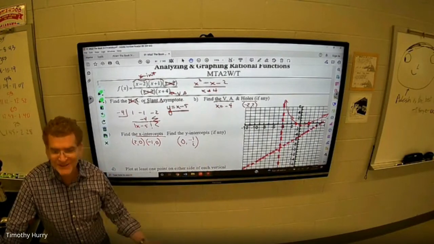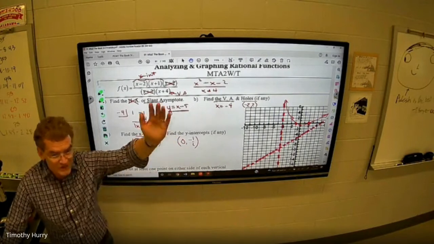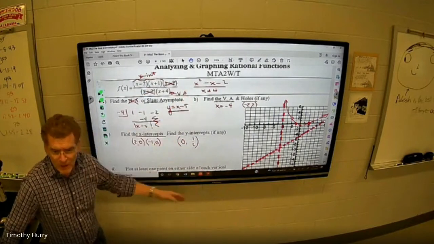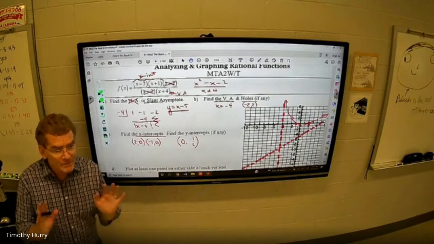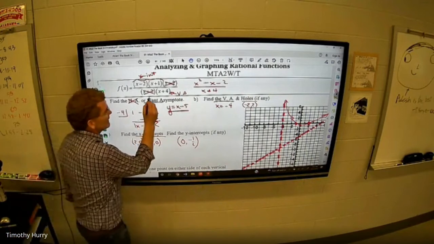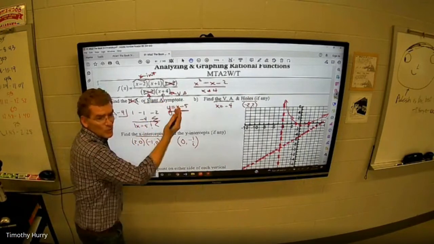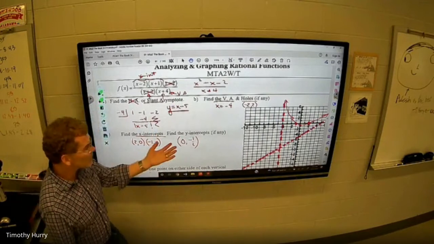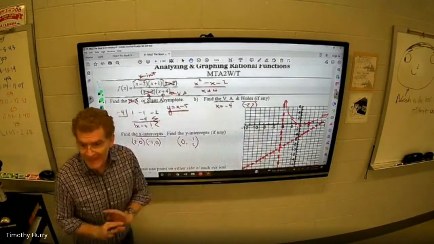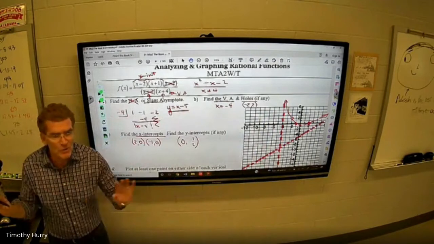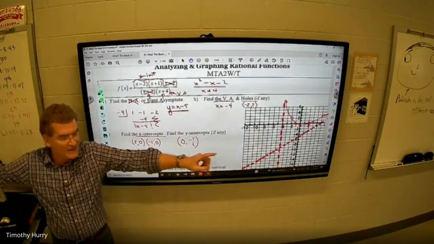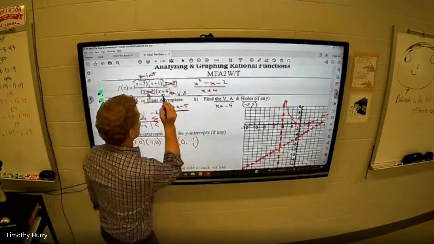It has to follow the slants and the horizontals. I know. And if you're like, how do you know? Remember, the only place it can't exist is there and there. Places where you're undefined. And we've already marked those, the hole and the VA. It has to be every other x value. Your domain goes from negative to positive infinity, except for -2 and -4.